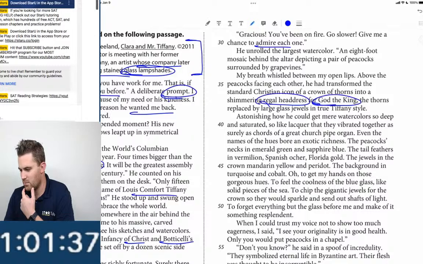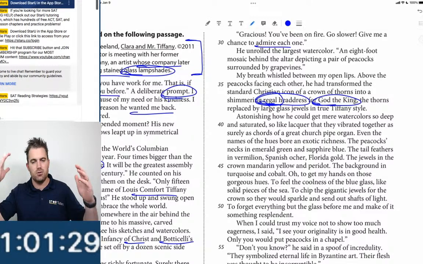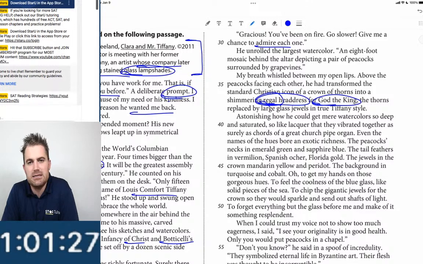A regal headdress. I like to circle adjectives that stand out. Regal, right? Regal, shimmering regal headdress. You can kind of picture this. It just helps me stay focused, so that's something that you guys can take into account as well.